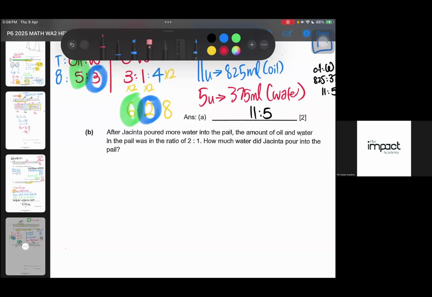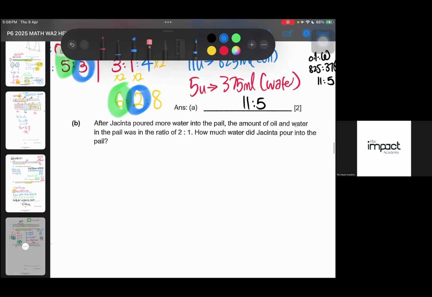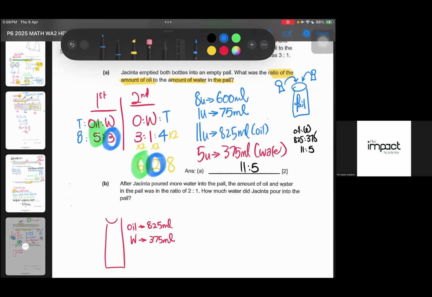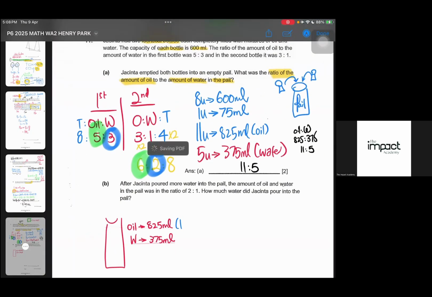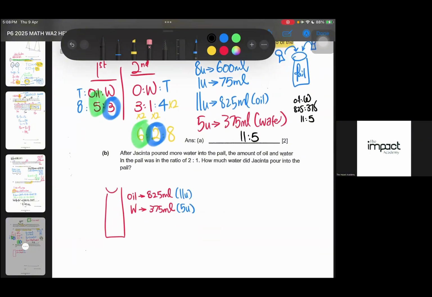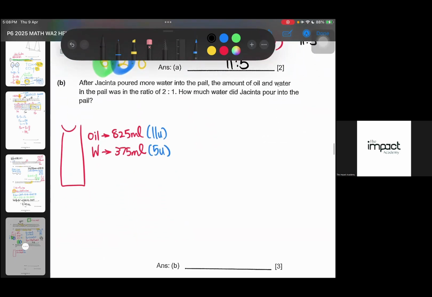Now, after that, what did Jacinta do? She decided to pour. So you see, in my pail right now, how much oil do I have? For oil itself, I have 825 ml. For water, I have 375 ml. You got it? In fact, you can just use ratio. If you want to express it as ratio, perfectly fine. Oil is 11 units, and water in this situation is 5 units. What did the question say? The question says that she decided to pour more water. Agree or disagree? So oil is to water is 11 is to 5. This is called my before. You understand what I'm trying to say? What happened?